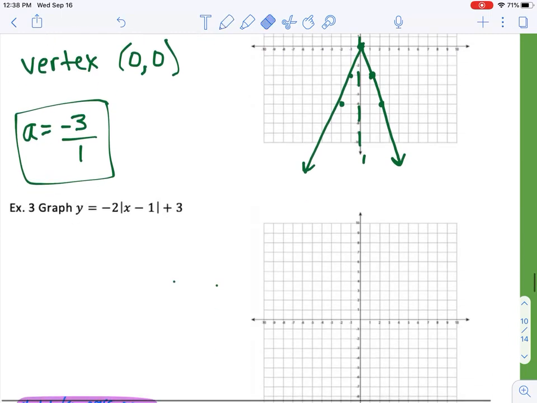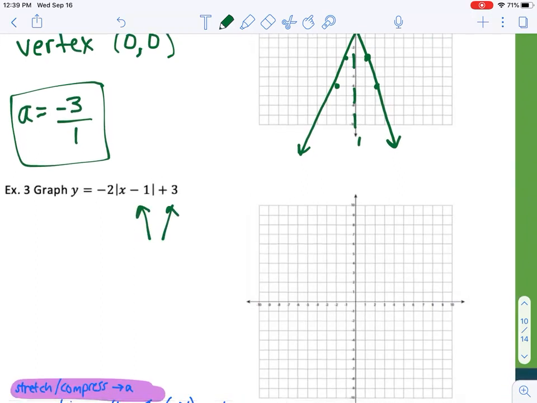Lastly, we put all things together. We have a kind of slope and we have a new vertex. So our h value and our k value, remember the h value is opposite of h, so negative 1 becomes positive 1. And our k value stays the same, so this is our vertex. Go ahead and plot it, 1, 3, goes right there.